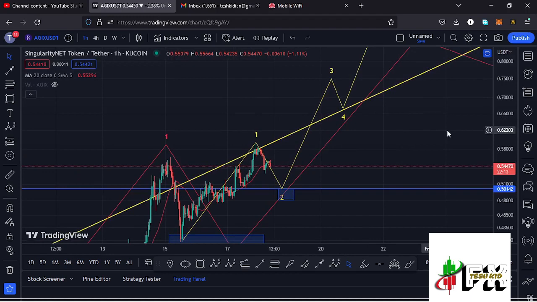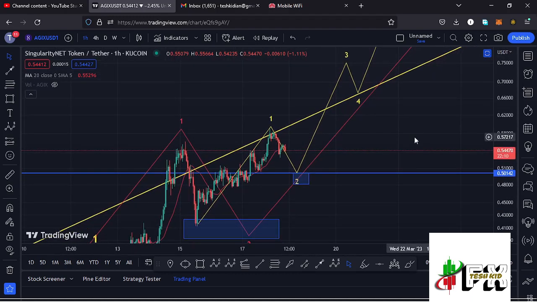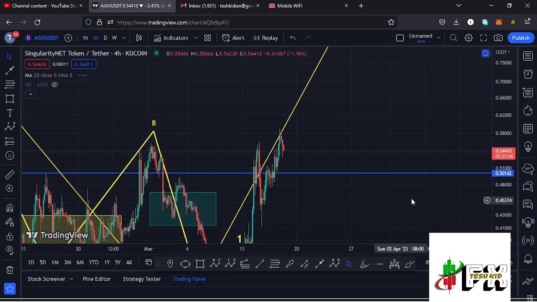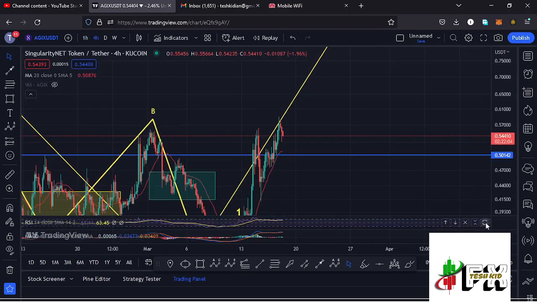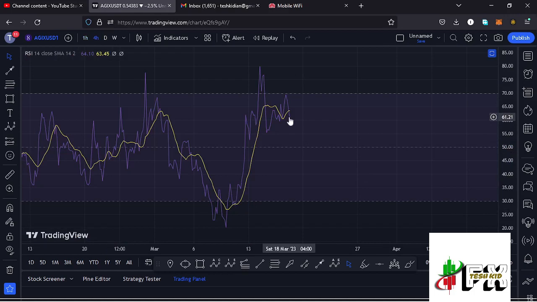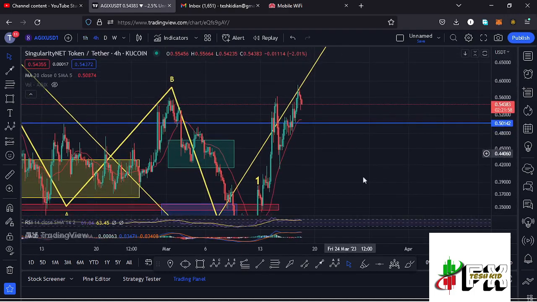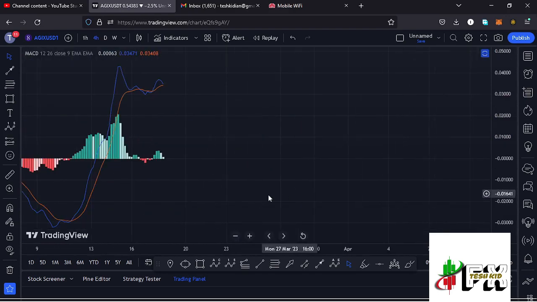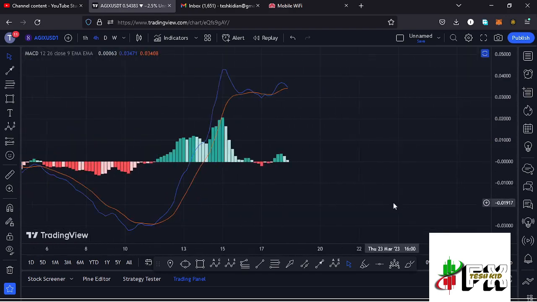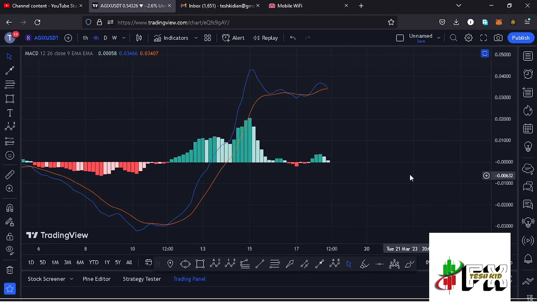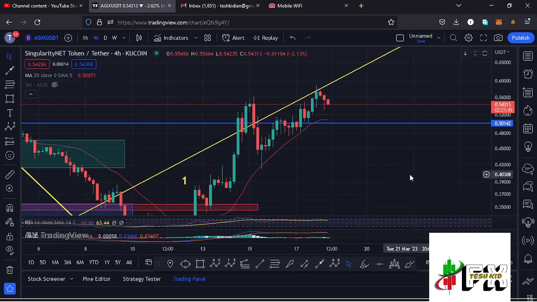So that is what I'm expecting here on the AGIX chart, on the long-term scenarios and also on the short-term scenarios. And getting back to the 4-hour chart so that I can take a look at the indicators. On the RSI, we are trading at around the 61 mark, meaning we have massive room for us to fully support higher prices. Also taking a look at the MACD, we have been able to print a bullish cross fully supporting higher prices. So let's be patient and see how that plays out, and I'll be keeping you updated.